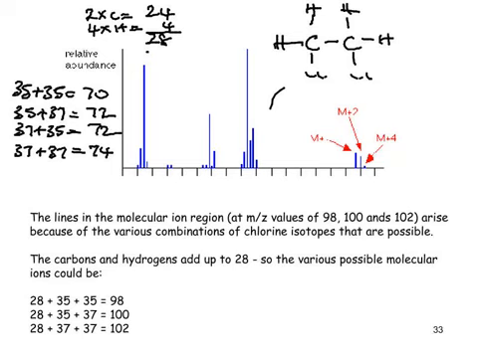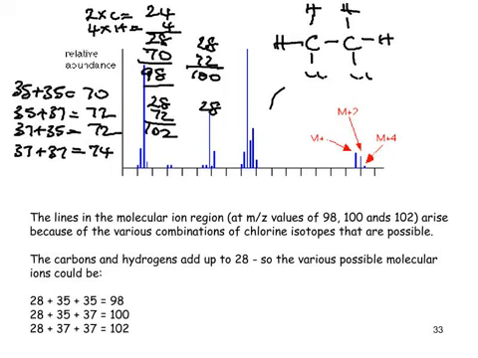We could have 28 add on 70, would give us 98. We could have 28 plus 72 gives us 100. We could have 28 plus 72 gives us 102. And we could have 28 plus 74 if both chlorines are the heavier, less common isotope, and that would give us 104. Now, what's going to be the molecular ion, do you think?